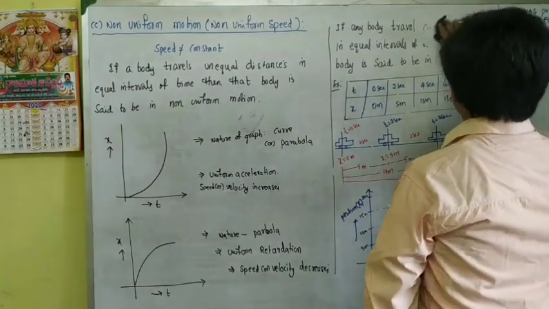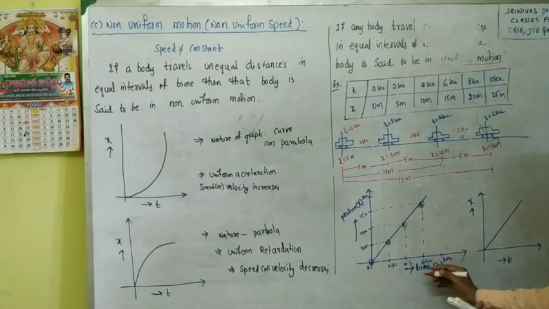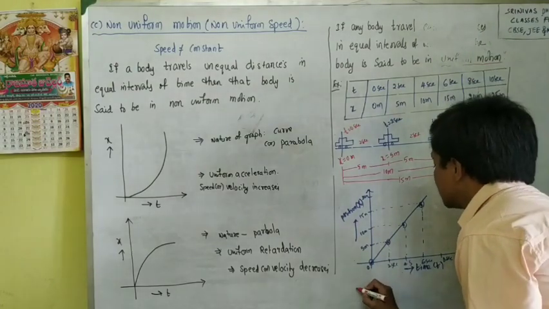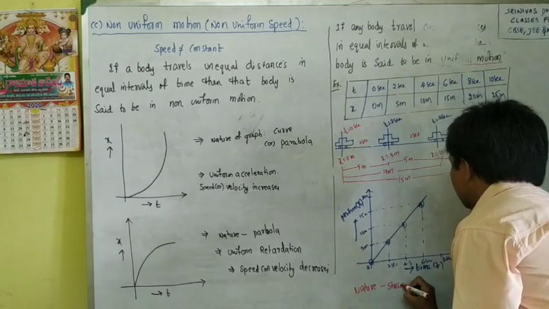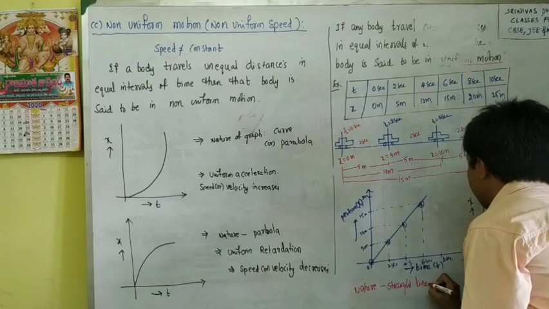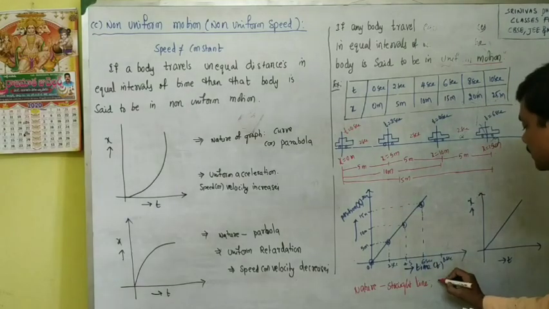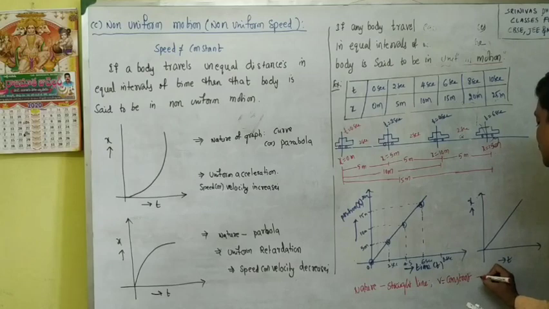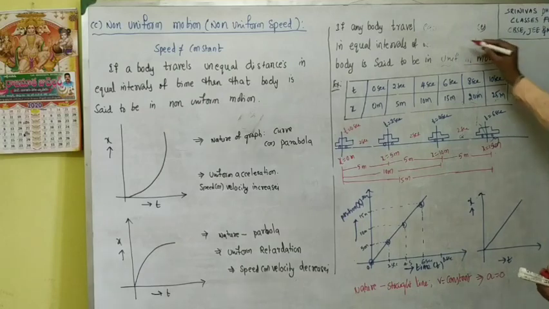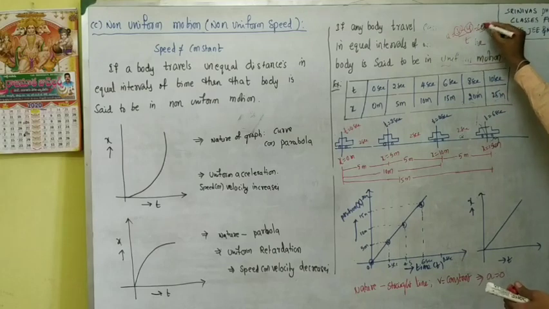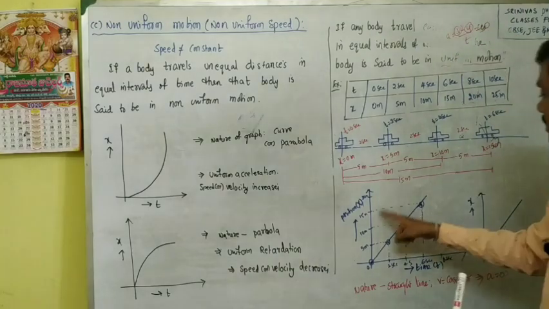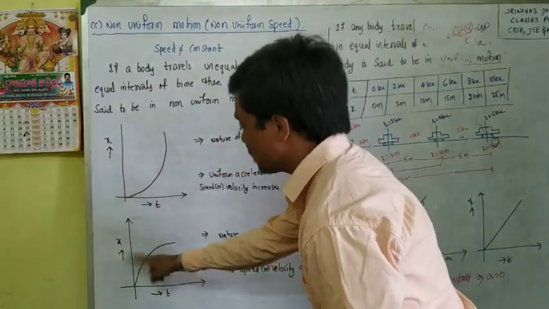And here the speed is constant. In this case the nature of the graph is what? Just tell me, a straight line, right? And this indicates speed is constant, velocity is constant. When v is constant, what is its acceleration? Acceleration is 0, because acceleration is change in velocity by time. When velocity is constant, the change in velocity is 0, so acceleration is 0. This is for zero acceleration, this is for positive acceleration, this is for negative acceleration.